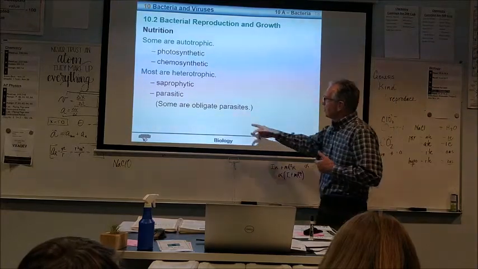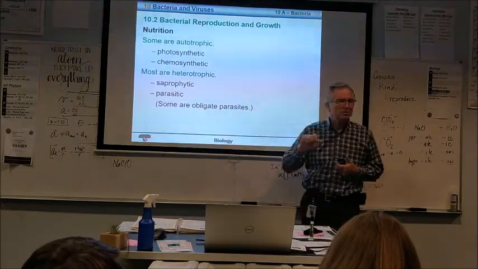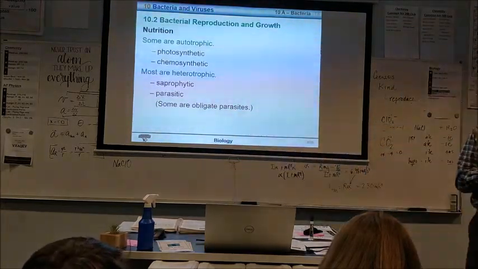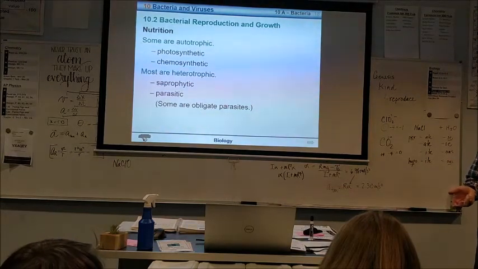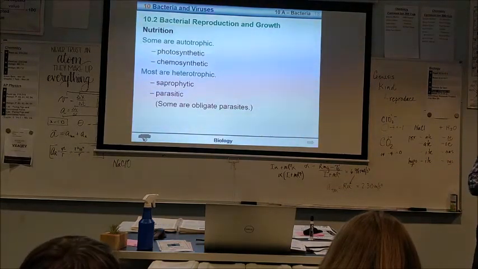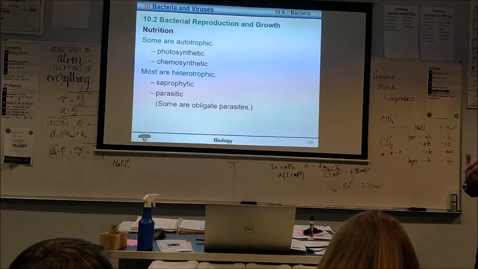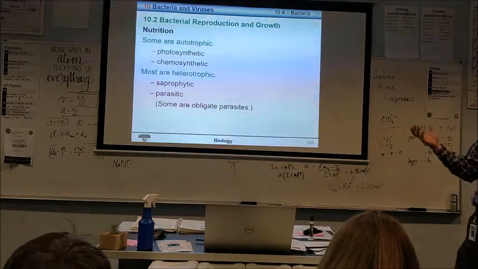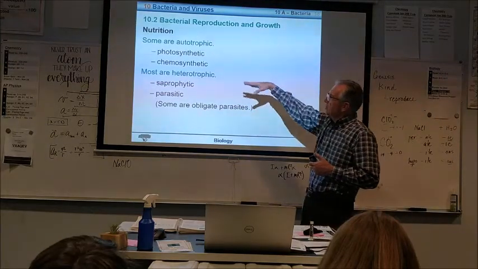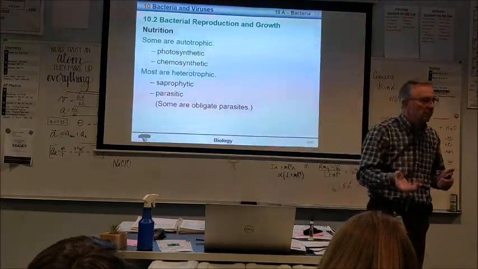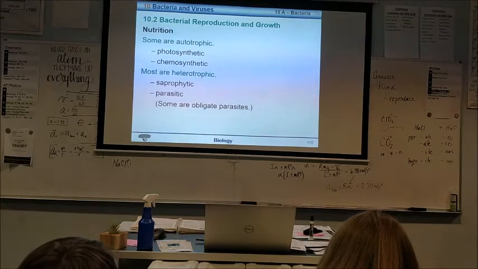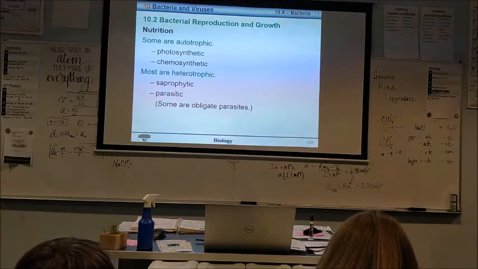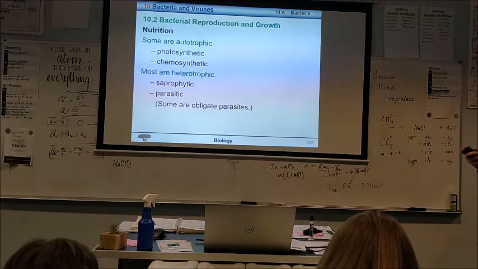Now, some, it says, are obligate parasites. In other words, they're obligated, think of that word, they have to function as a parasite. They have to live off of others. There's no other way. Some of them might be able to function a couple different ways, but some of them have to. If they can't get it from some other living organism, then they can't grow and they'll probably die.